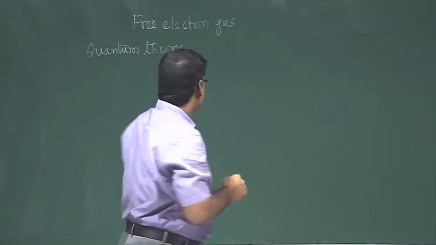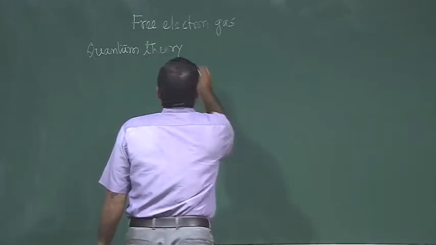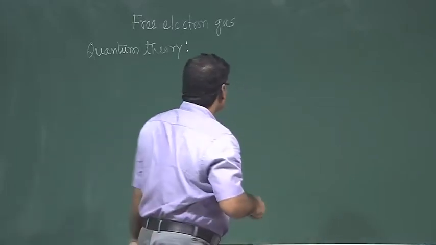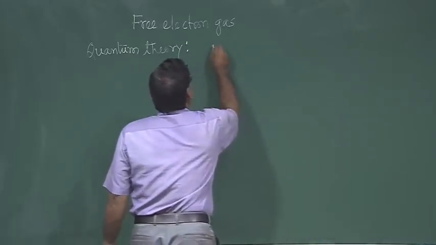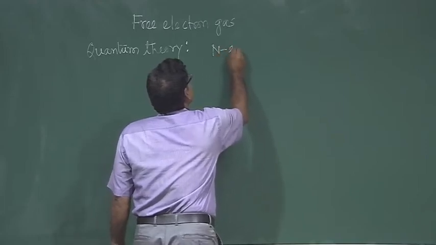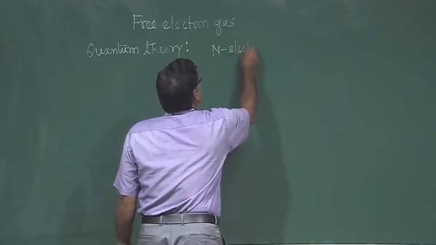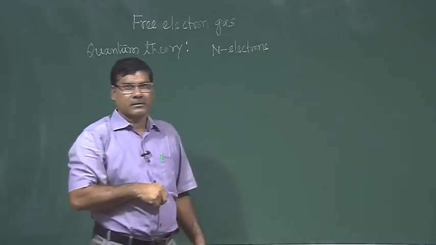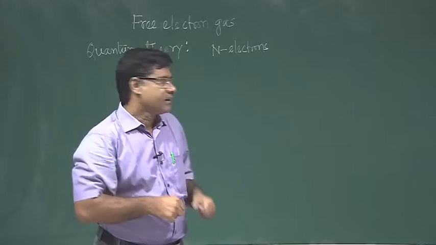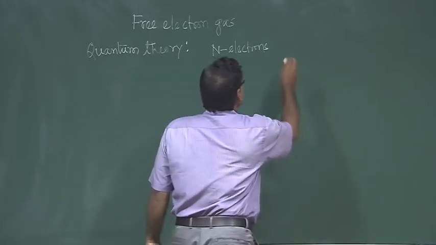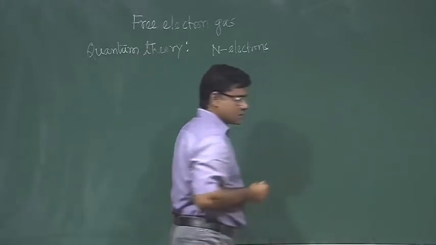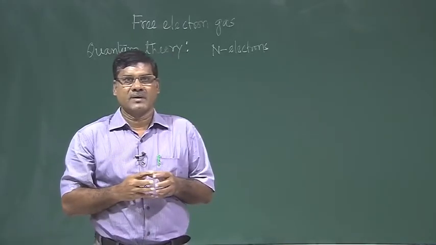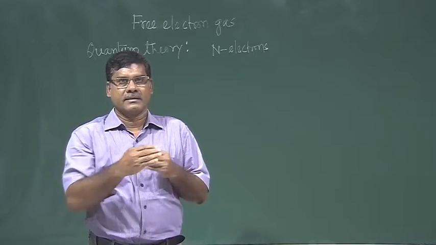So, in quantum theory, basically we have considered that n number of free electrons are constrained in a metal box, in a metal. So, we can consider a potential box of dimension L in 3 directions.